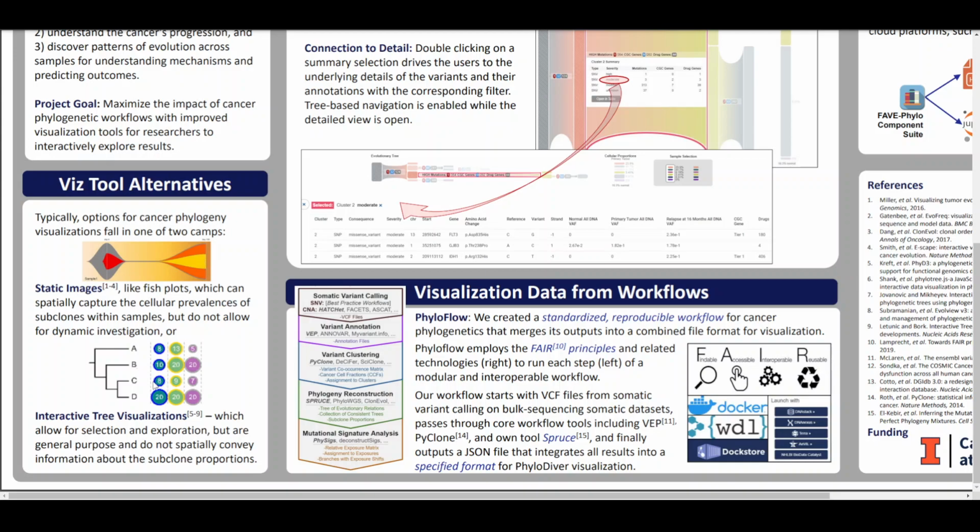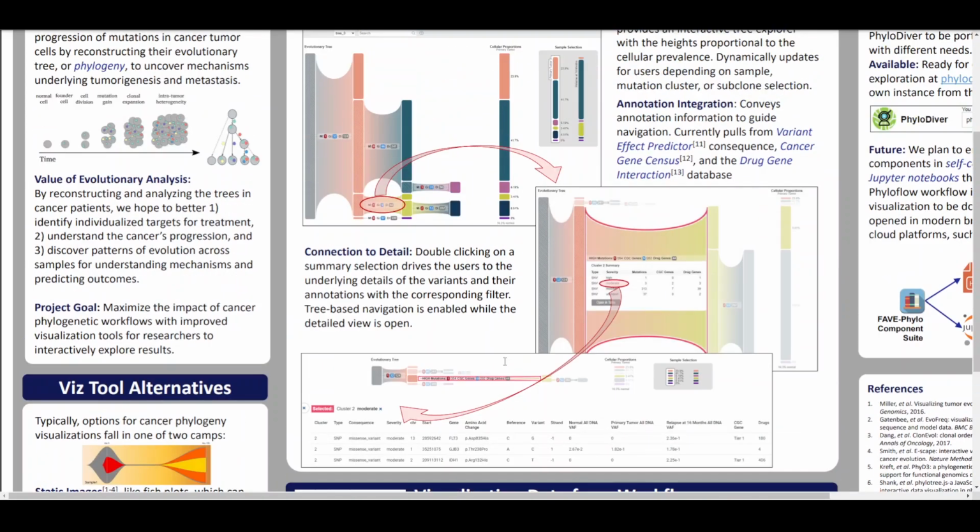The other type of visualization are interactive tree visualizations. They allow for the selection and exploration of the evolutionary tree, but they're general purpose, and so they don't really have a mechanism for spatially conveying information about the subclone proportions.